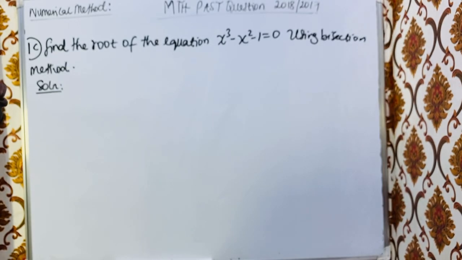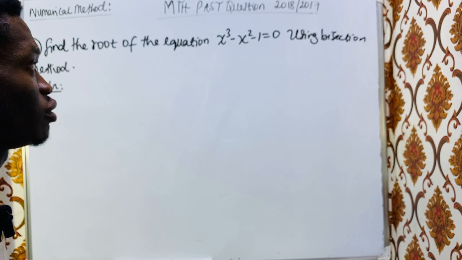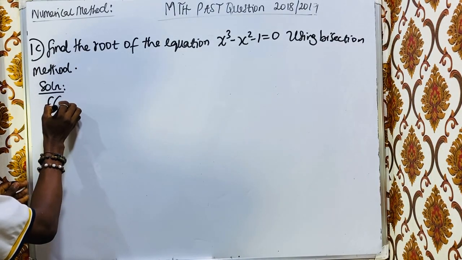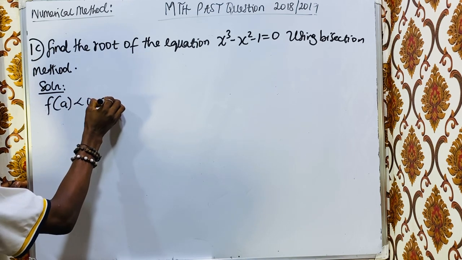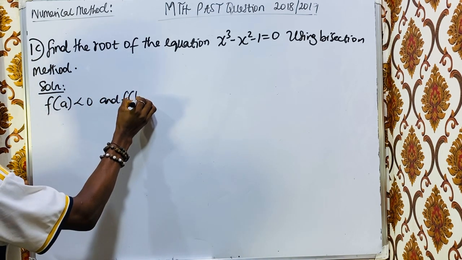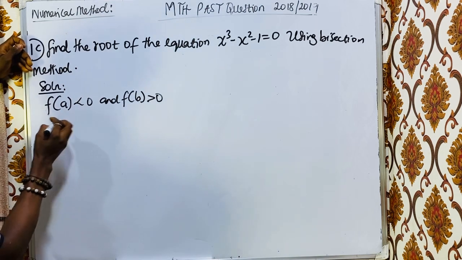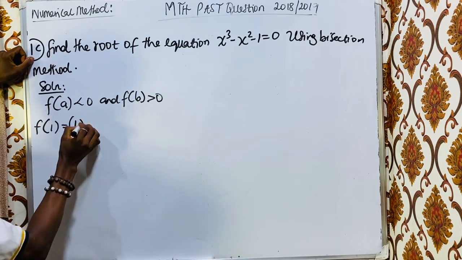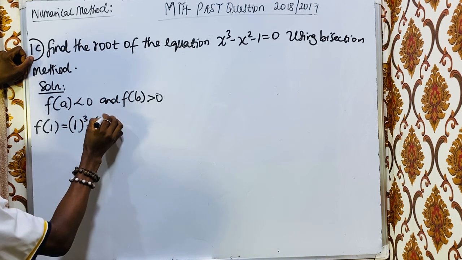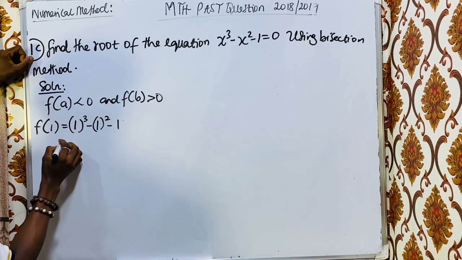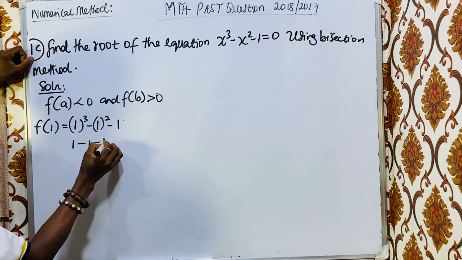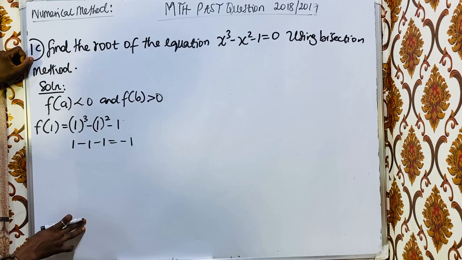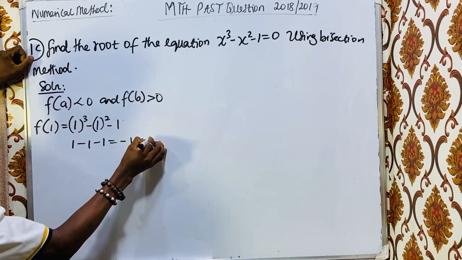Find the root of the equation x cubed minus x squared minus 1 equals 0 using the bisection method. In the bisection method, f of a is less than 0 and f of b is greater than 0. Let's test f of 1. We have 1 to the power of 3 minus 1 squared minus 1, which is 1 minus 1 minus 1. This gives us minus 1, which is less than 0.